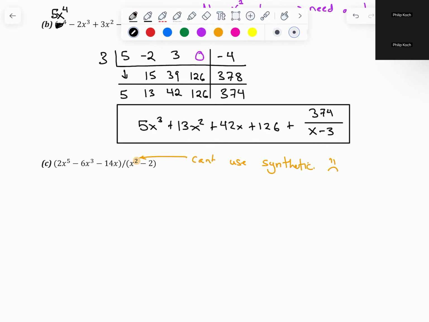So x squared minus 2 divided into 2x to the fifth. Notice that there's no x to the fourth term, so I have to add a placeholder. Then minus 6x cubed. Oh, there's no x squared term, so plus 0x squared. Then minus 14x. And there's no constant term either, so plus 0.